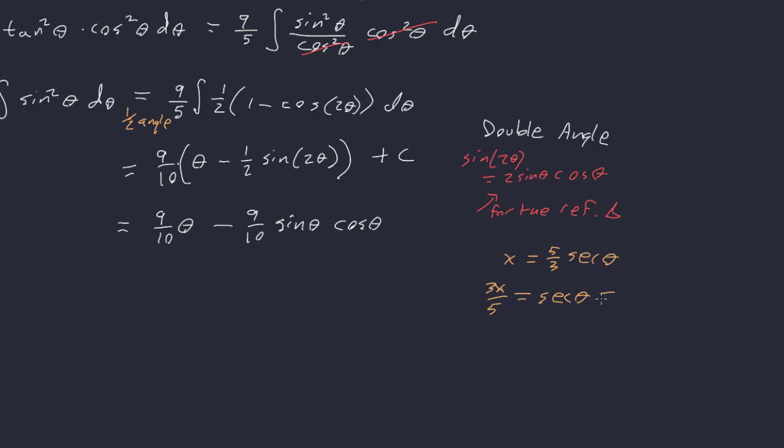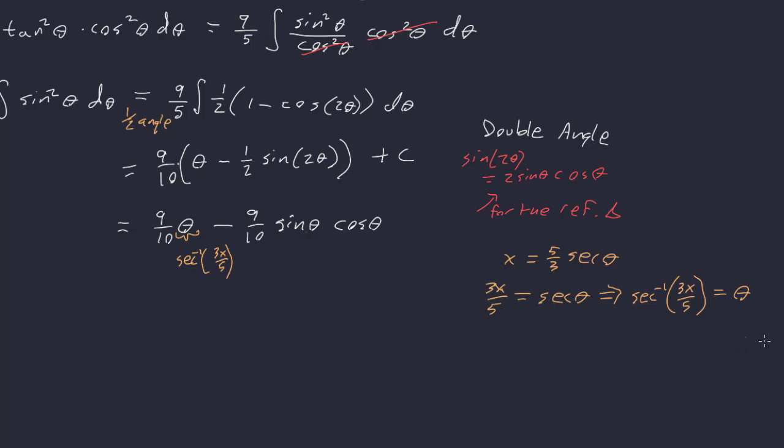Now this tells us a few things. One, it tells us that if we take secant inverse of both sides, we'll get that secant inverse of 3x over 5 is equal to theta. So we can now replace this theta. Whenever you get just a theta all on its own, that becomes, in this case, a secant inverse of 3x over 5. And then now we need the reference triangle to get these.